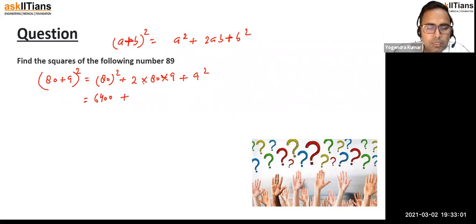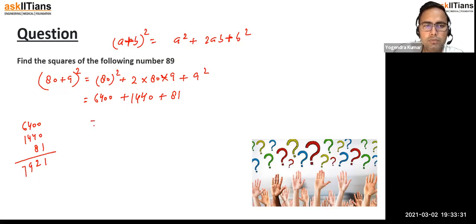Now here 9 twos are 9, 9 eights are, you can understand this is what here 72, and 72 times 2 we need to do, so it is 144 and 10 here plus 81. Now we are going to add this all, right? 6400, 1440 and then 81. So what are we getting? 1, then here 2, then here 9, and here 7. So we are getting answer as 7921. This is what our answer, right?